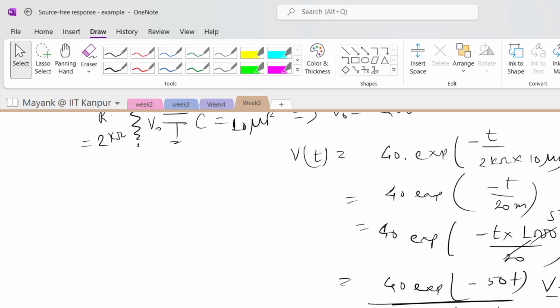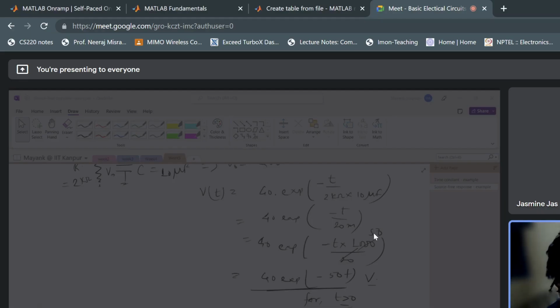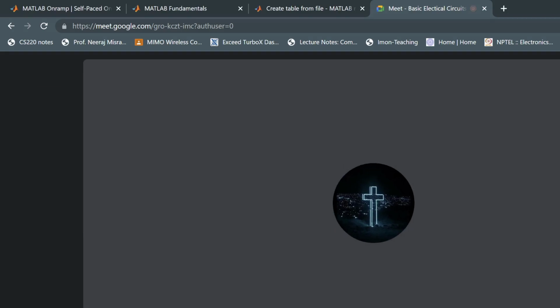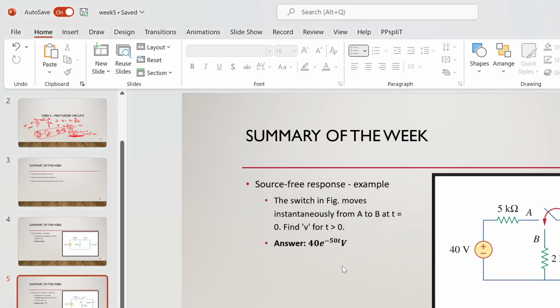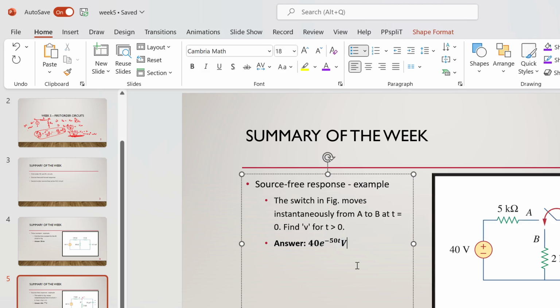So now let's see whether this is indeed the answer. So the answer is 40 exponential minus 50t, isn't it? This is the solution. So let's see whether this is indeed correct. Yeah, so this is correct. So the answer is 40 exponential minus 50t volts. This voltage here is given by this particular expression here. Fine.